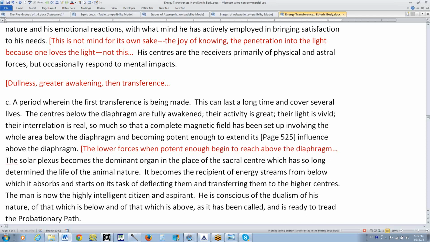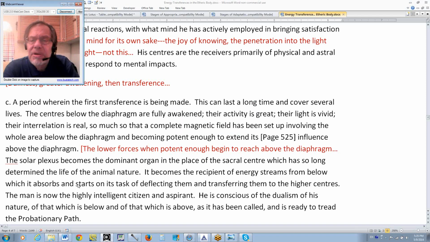In other words, when development has occurred, there is naturally going to be the opportunity for continued development. It's all done in phases, it's all gradual, and the forces coming from above are not going to begin drawing upon the lower forces until those lower forces are ready to be drawn, which means they have to go through their developmental cycle. The solar plexus becomes the dominant organ in the place of the sacral center, which has so long determined the life of the animal nature.